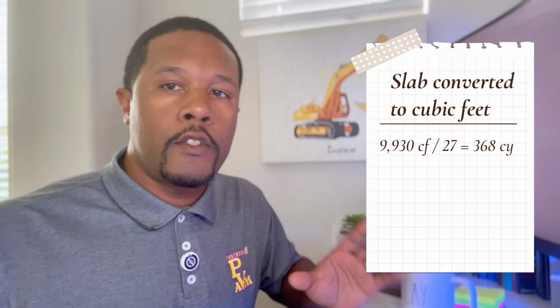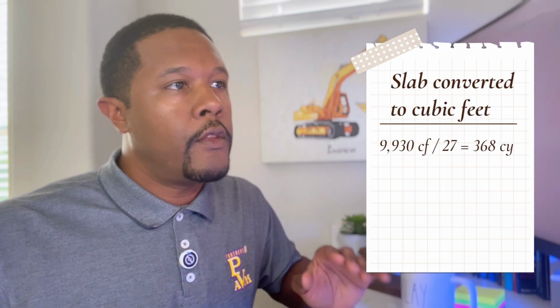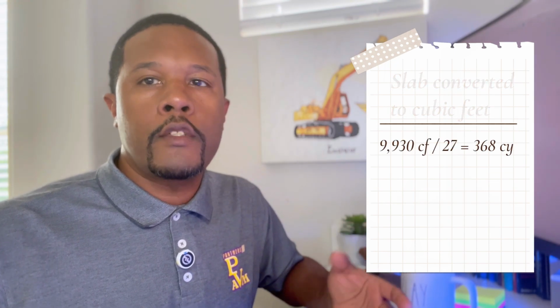But now we need to convert that into cubic yards because that's the unit that concrete is actually ordered by. So we'll just use the formula here for converting from cubic feet to cubic yards. That's dividing our number in cubic feet by 27. And so 9,930 divided by 27 is roughly 368 cubic yards. So now we know how much concrete we're working with here.